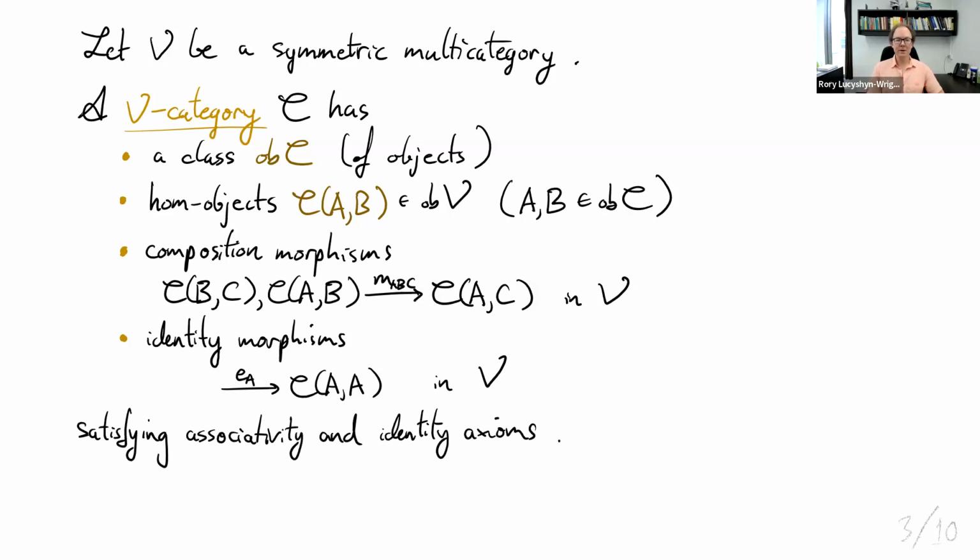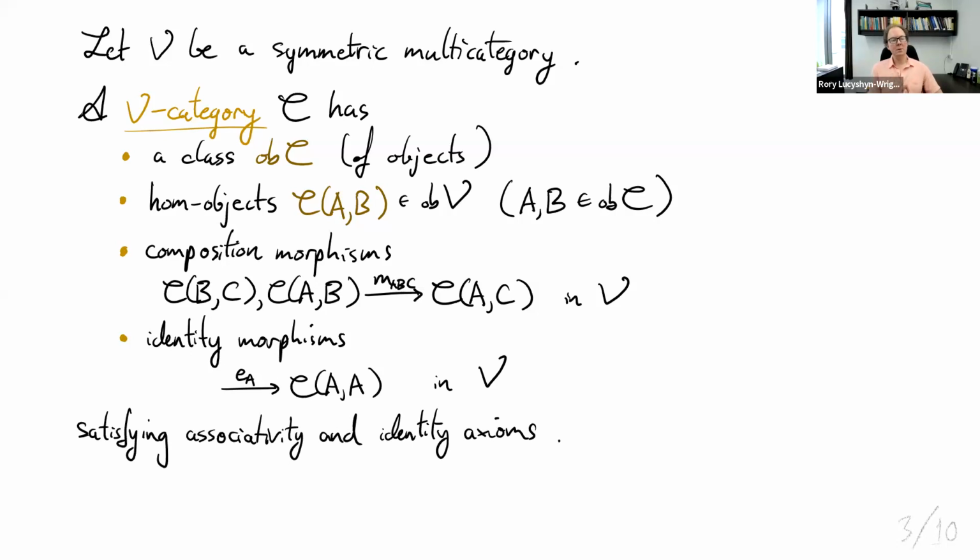So this directly generalizes the usual notion of V-enriched category, enriched in a monoidal category. This is a generalization to the setting of multi-categories. And here we happen to be using a symmetric multi-category, even though this definition doesn't depend on that.